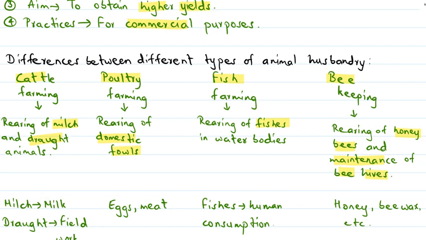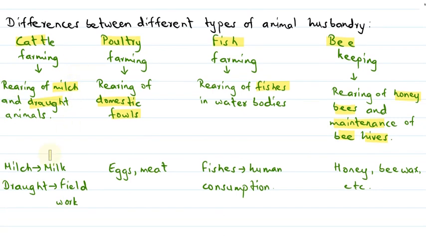Okay. Now by cattle farming, what happens? Here we are rearing milch and draught animals. From milch animals we obtain milk, and from draught animals the purpose that is served is that the field work is done by the draught animals. Then by rearing the domestic fowls, in case of poultry farming, we can obtain eggs and meat. Then we are rearing fishes in water bodies. In case of fish farming, we obtain fishes for human consumption. We also obtain fish liver oil, etc. In case of beekeeping, we rear honeybees. The main product that we obtain from beekeeping is honey. Apart from that, we obtain many other products like bee wax, etc.